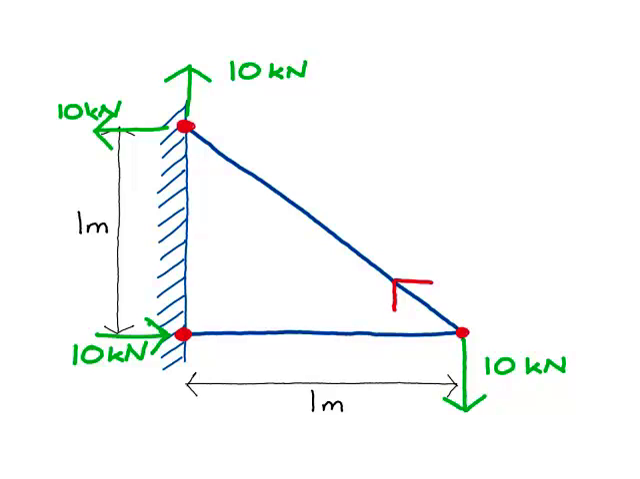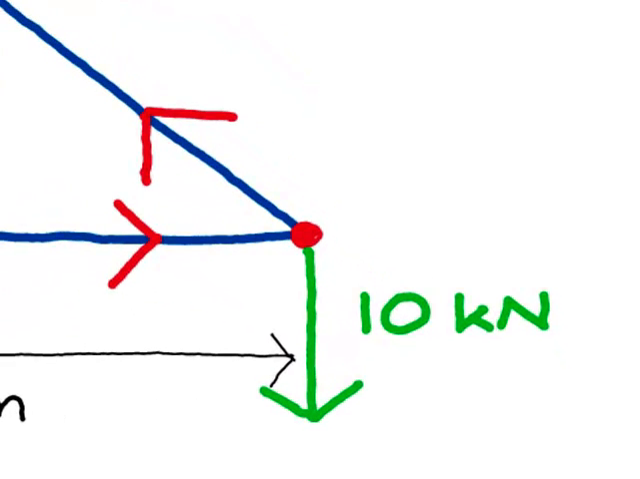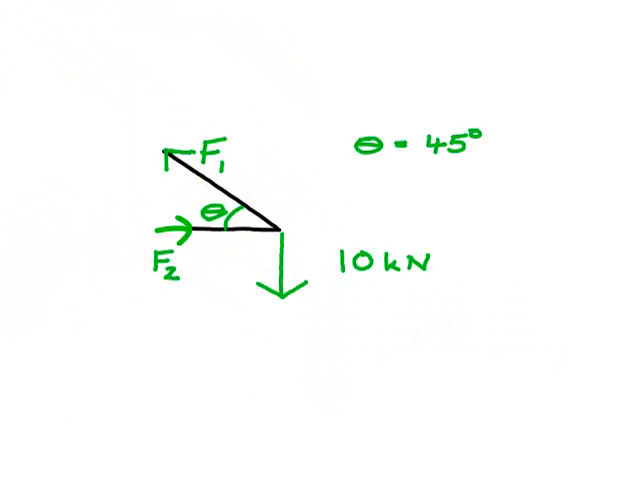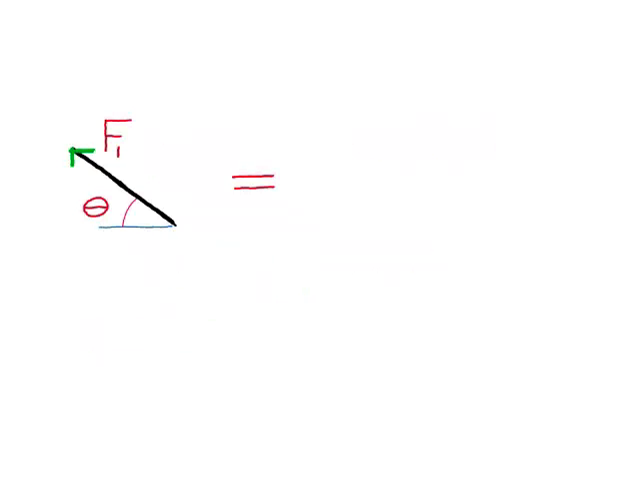We can do this by looking at equilibrium at a particular joint. This is called the method of joints. Let's consider the joint where the load is applied. We have two unknown forces, F1 and F2. We know for vertical equilibrium that the vertical forces must be equal and opposite. The force F1 has a vertical component of force and a horizontal component of force.